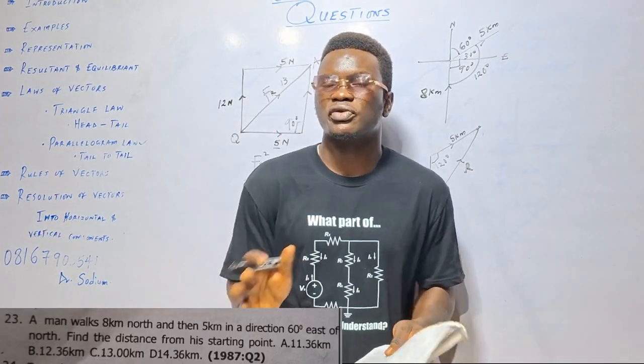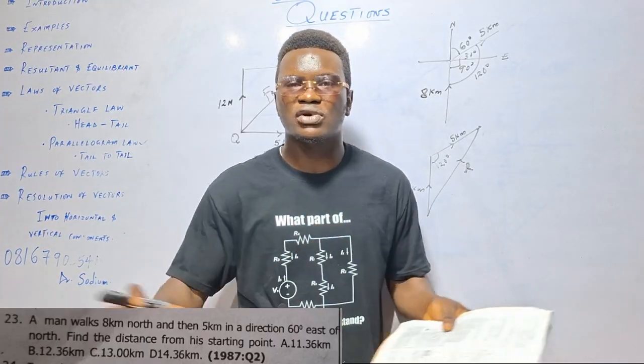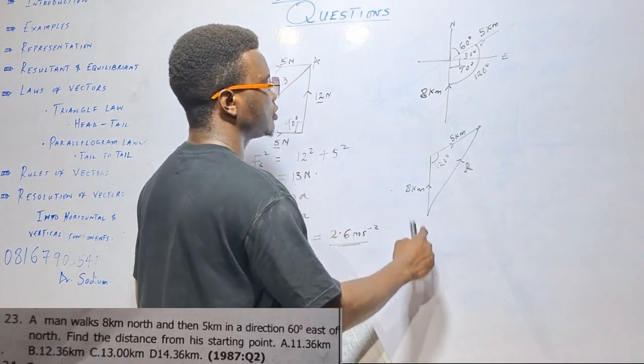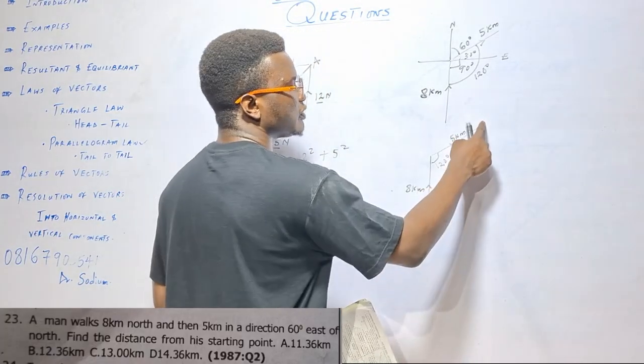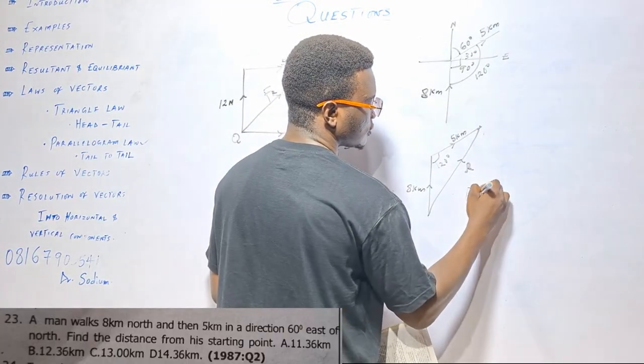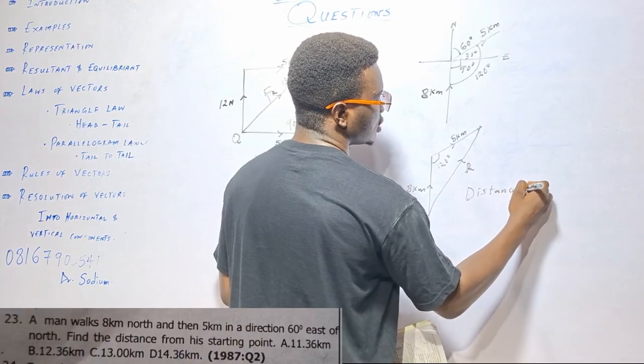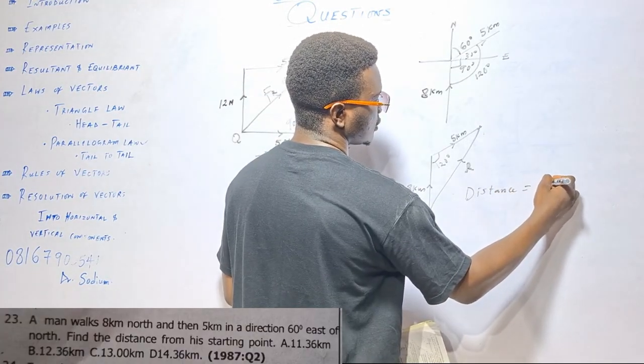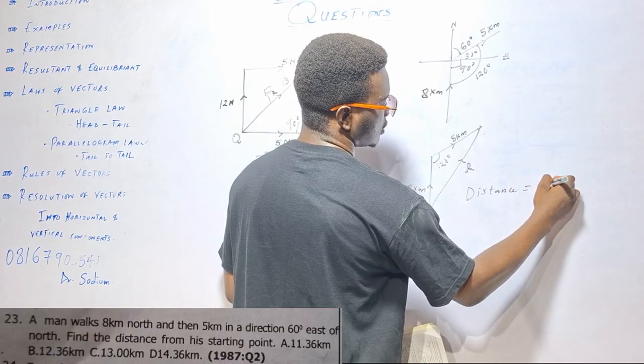So just follow through. So that's the diagram, that's the representation. 8 kilometer north, 5 kilometer 60 degree east of north. So now let's determine the resultant. So we're going to use cosine formula, which is... but look at something. They said we should calculate distance.